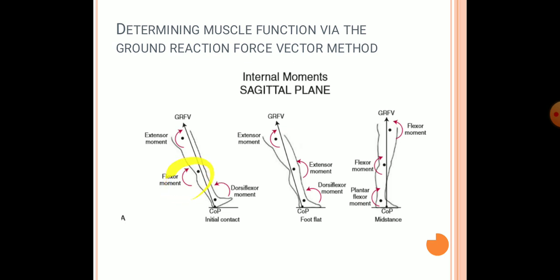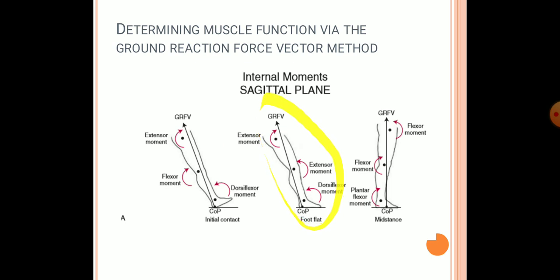In the knee joint, what happens? The ground reaction forces are actually passing anterior to the knee joint, so there will be a posterior force. That means a flexor moment is produced. And in the hip joint, the same thing. The ground reaction forces are passing anterior to the hip joint in the initial contact. Because of that, there is an extensor moment which is produced by the extensor group of muscles in the hip joint. So that's what is happening in the initial contact.